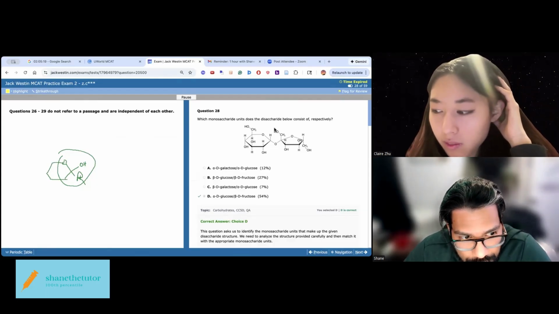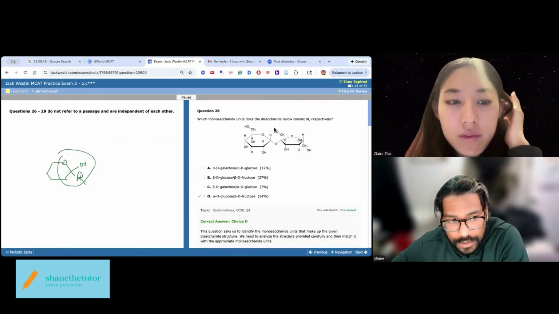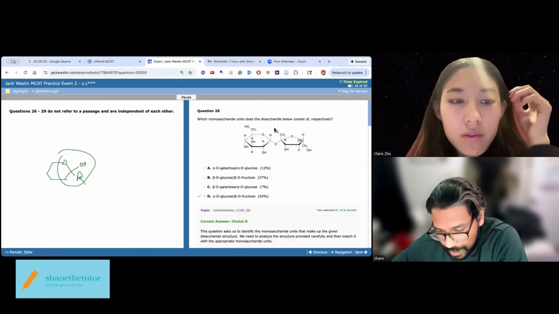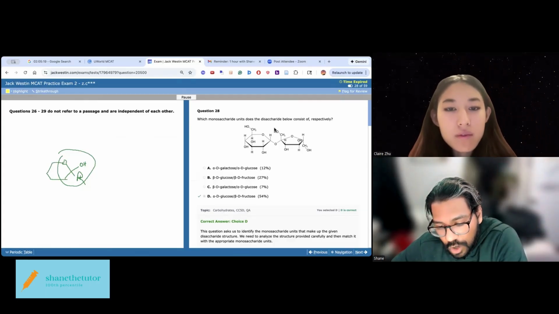Hydroxyl groups, unless they're tertiary, like secondary and primary, can be oxidized into carbonyl groups.